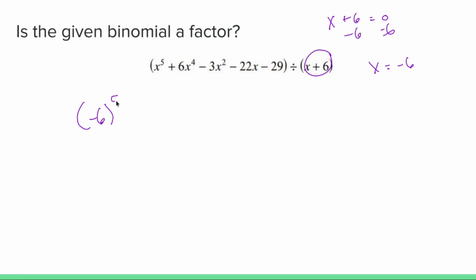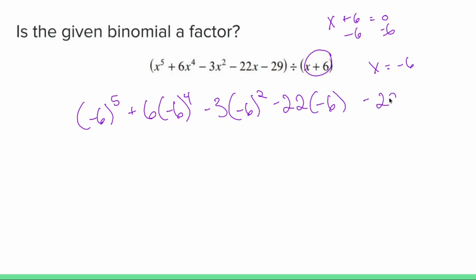-6 to the 5th, holy crap, I have no clue what that even is, plus 6 times, although I may not have to know what that is if I have my trickeries, which I do, -6 to the 4th, sorry, minus 3 times -6 squared, minus 22 times -6, minus 29.